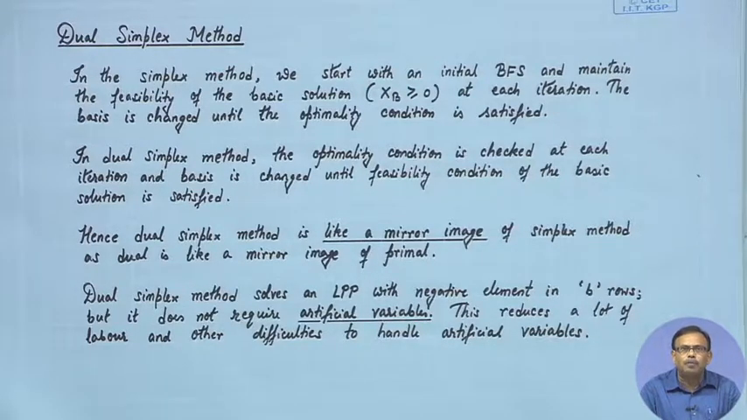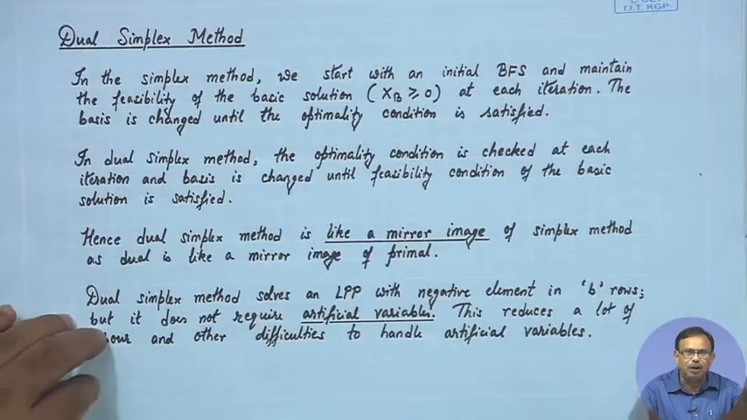The dual simplex method solves a linear programming problem with negative elements in the B row. Please note this: with negative elements in the B row, but it does not require any artificial variable. We will see this through examples, and this basically reduces a lot of labor and other difficulties in handling artificial variables. So, in dual simplex, we use the negative element in the B row, and for that we never use artificial variables, and it reduces many other difficulties.